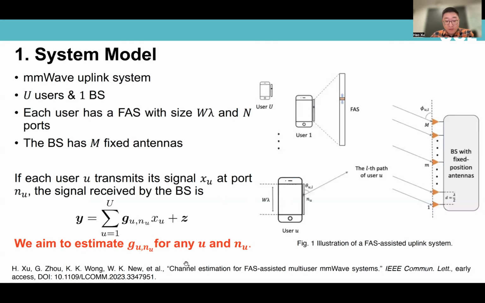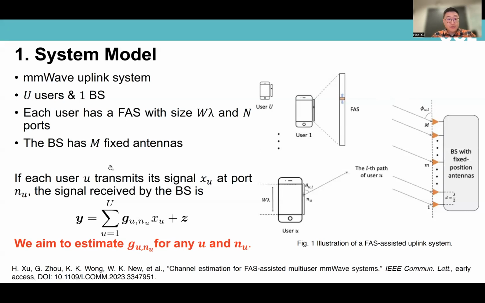This talk is based on the paper, Channel Estimation for Fluid Antenna-Assisted Multi-User Millimeter Wave System, which has already been accepted by IEEE Communications Letters. As shown in Figure 1, we consider a millimeter wave uplink system, which consists of U users and one base station. Each user has a fluid antenna system with size W lambda and N ports. Here, W is the normalized size of the linear space, and the N ports are evenly distributed in this linear area. In contrast, the base station has M fixed antennas.